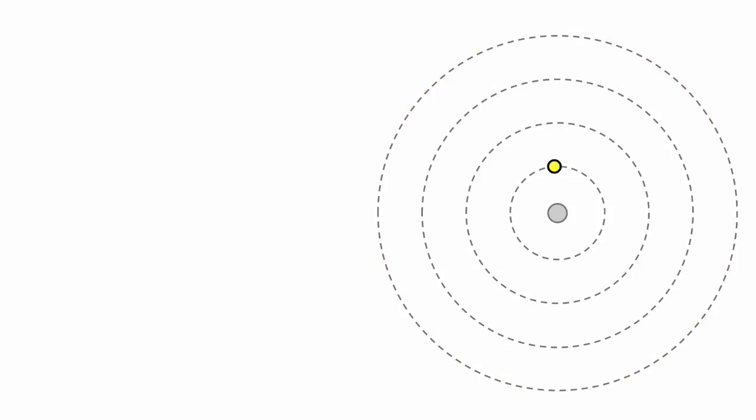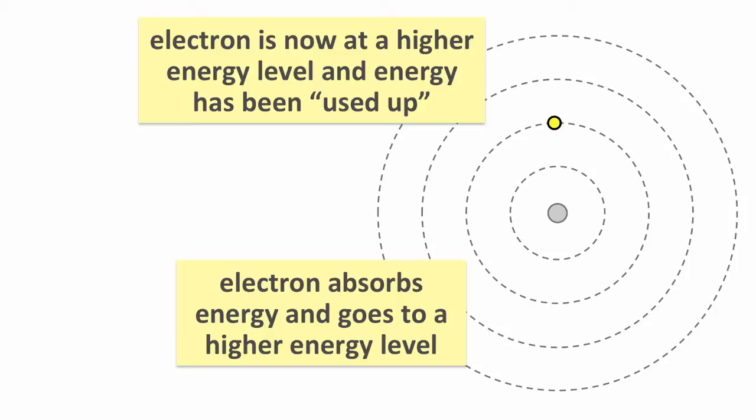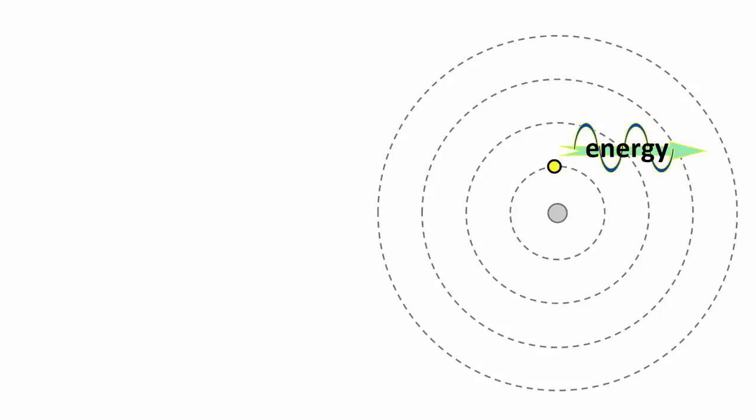Now, if an electron is in a lower energy orbit and it absorbs some energy, it can go up to a higher energy level, and the absorbed energy has essentially moved the electron from a lower level to a higher level. Now, when the electron is in a higher energy level and the energy that moved it there has been used up, typically the electron won't stay there. Instead, it will go to a lower energy level and emit some energy.